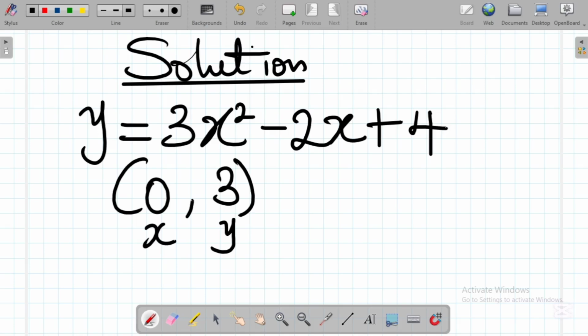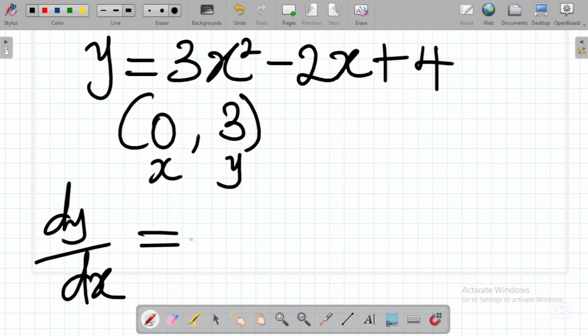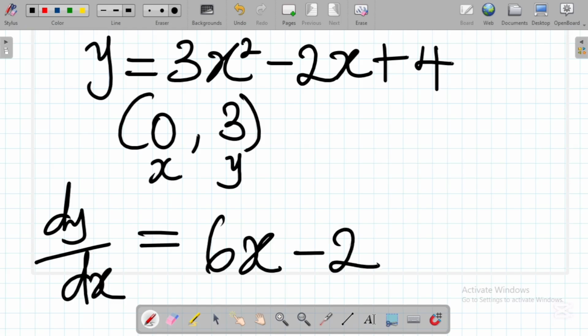Our first task here is to get the slope or the gradient of the tangent. In order to get the slope or the gradient of the tangent, we will differentiate y with respect to x. So if we differentiate y with respect to x, we would have dy/dx is equal to, if you differentiate 3x squared, it will give you 6x. Also, if you differentiate 2x, it would give you negative 2. If you differentiate 4, it would give you 0 because 4 is a constant.